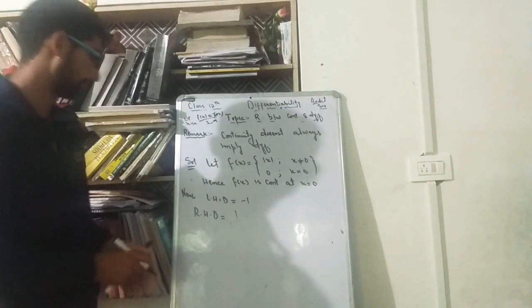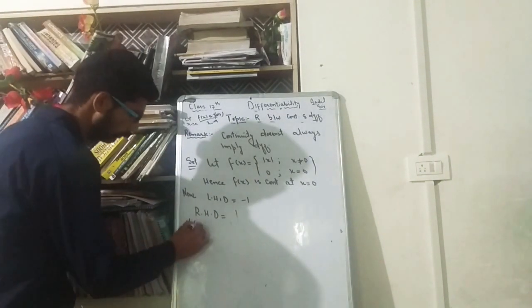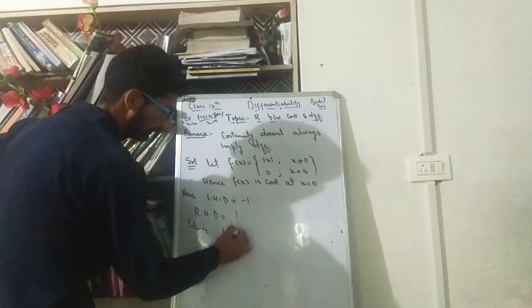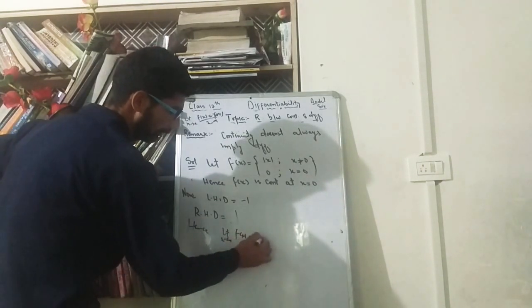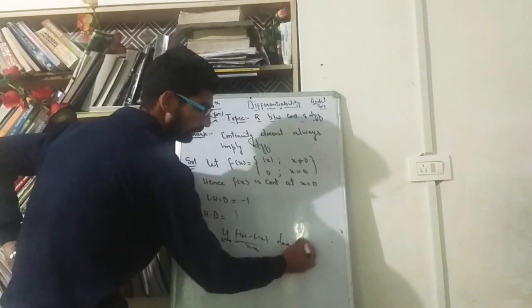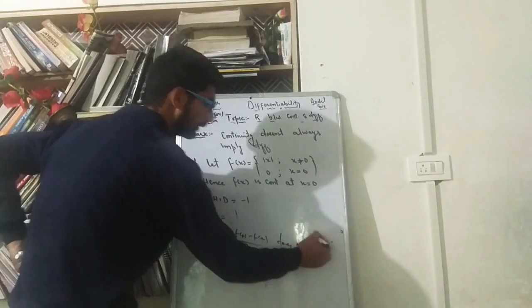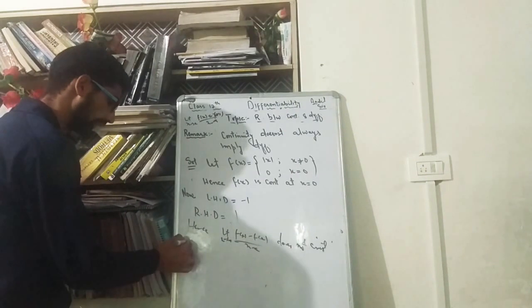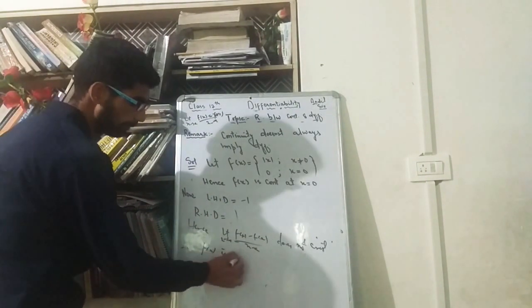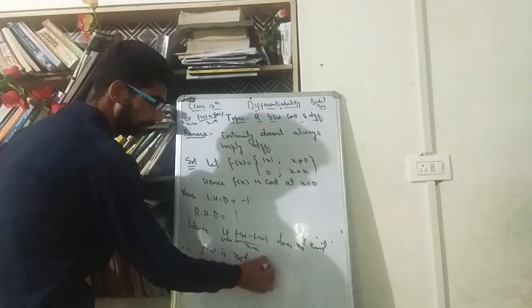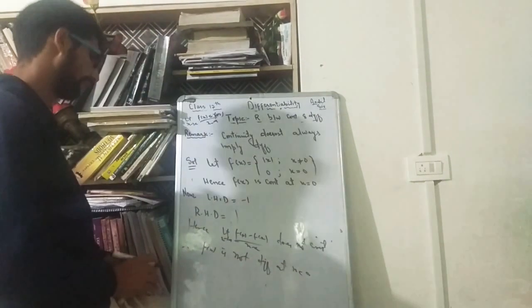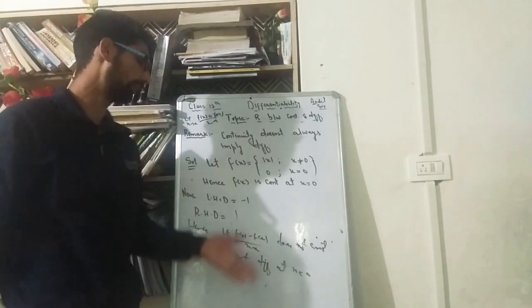So here, this limit x tends to a, f of x minus f of a divided by x minus a, does not exist. When this does not exist, then therefore f of x is not differentiable at x is equal to 0.